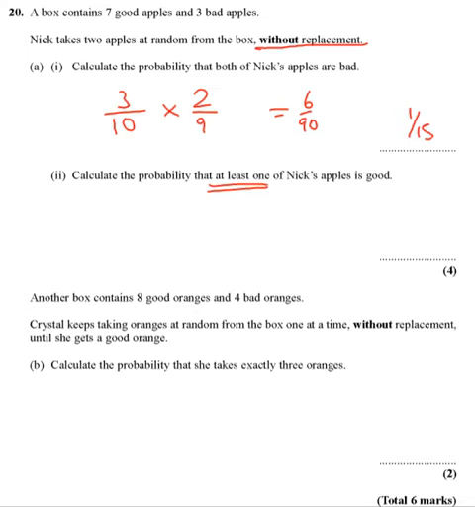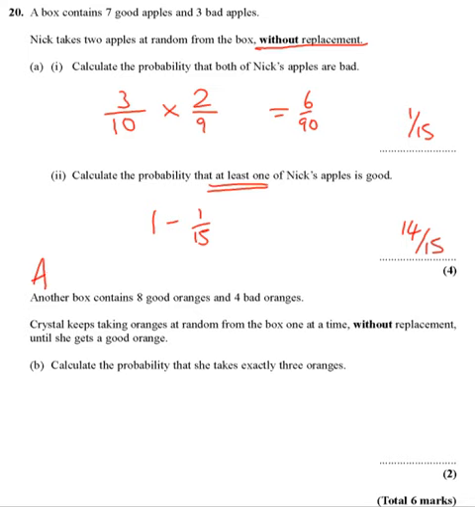If the probability that none of them are good is 1/15th, the probability that at least one of them is good is everything that's left over from 1/15th. So it's just 1 minus 1/15th, or 14/15th. That's the quickest way to answer that question. You can go through all the different ways of doing at least one, but the easiest way to work out at least one is to work out the probability of none and then do 1 minus that.